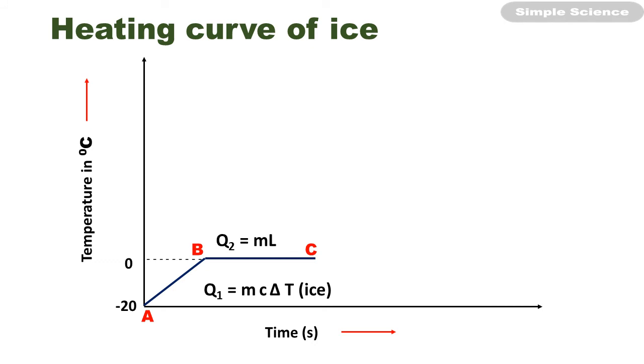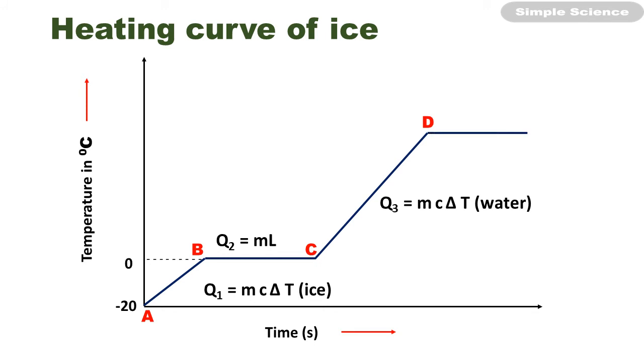Now what is the heat absorbed at this point between B and C? Since there is no rise in temperature, no delta T, here we will use the formula of latent heat, that is mL. So Q2 is mL. Now when the whole ice gets converted into water, the temperature will increase. Now suppose it reaches a point D. Now from C to D, the heat absorbed by, now I will not say ice because it has become water, is mc delta T of water.